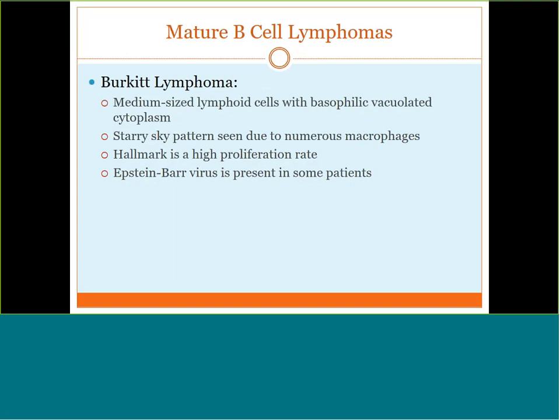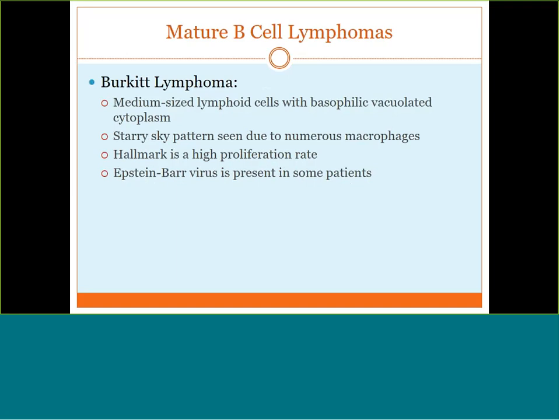Burkitt lymphoma, this is a big one. You got to know this one. Medium-sized lymphoid cells, they are going to have this basophilic vacuolated cytoplasm. So these lymphocytes are going to be very dark blue cytoplasm that has vacuoles in it. So that's kind of a key look.